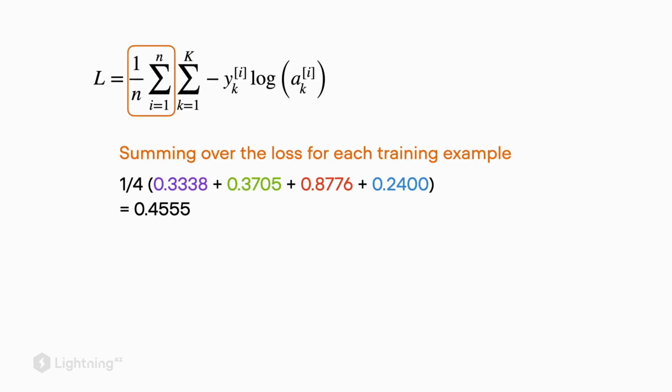Now it's time to get to the outer sum, where we sum over these training examples. Notice that we also have this normalization term, 1 over n. In this case, since we have 4 training examples, we have 1 over 4 times the sum of these individual loss terms as our total loss for this dataset. And this is how we compute the cross-entropy loss.